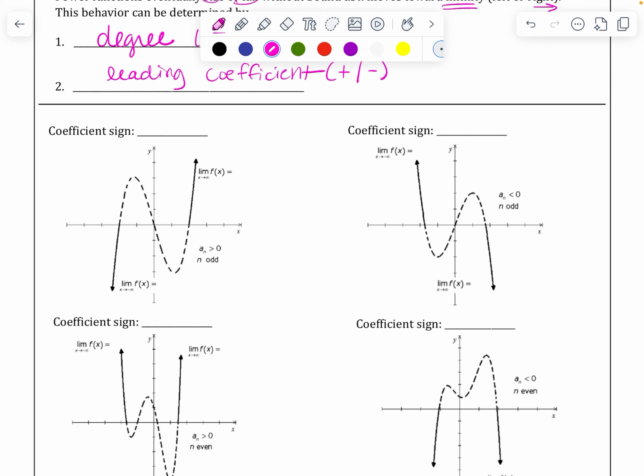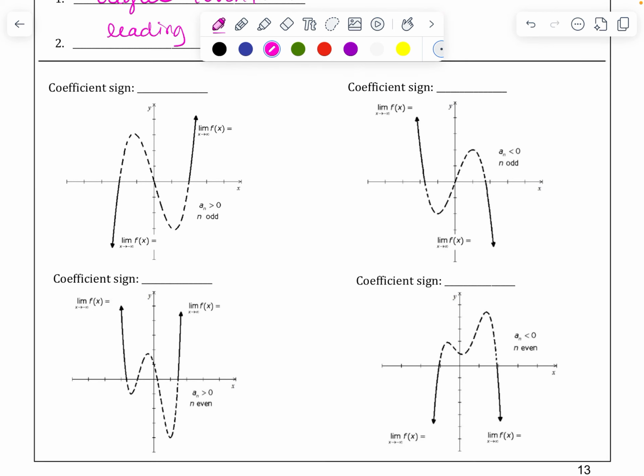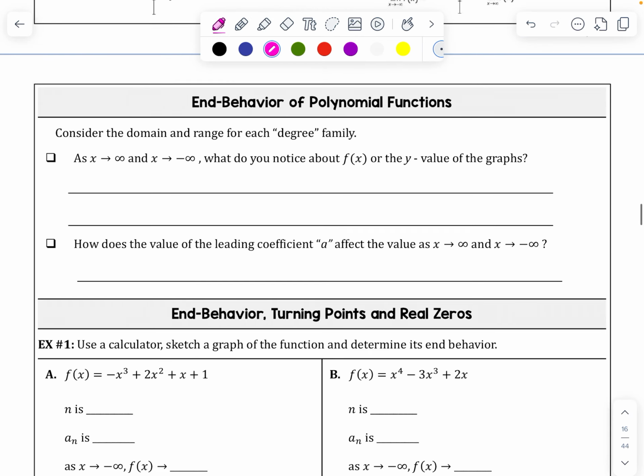And so we've done this before, but we know that if the coefficient sign is positive, then on the right side it goes to positive infinity, and on the left side it will go to negative infinity. If the coefficient sign is negative, then on the right side it will go to negative infinity, and on the left side it will go to positive infinity. If the coefficient sign is positive, then on the right side it goes positive, and it matches on the left if it's even, and if it's negative and even, then both sides go to negative infinity. And we talked about that at length in the first unit.